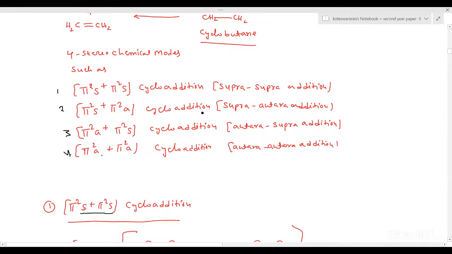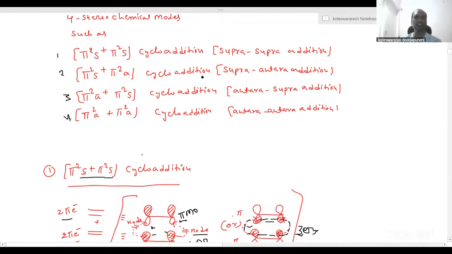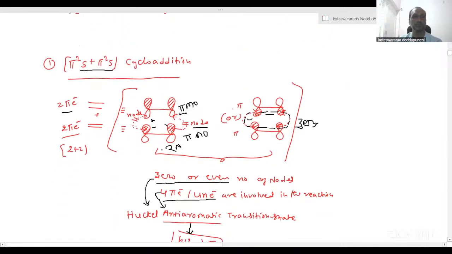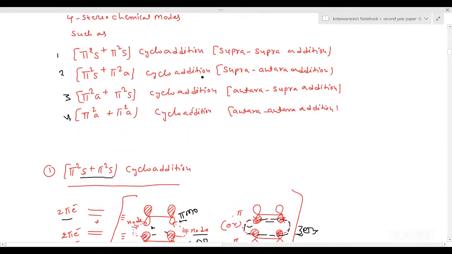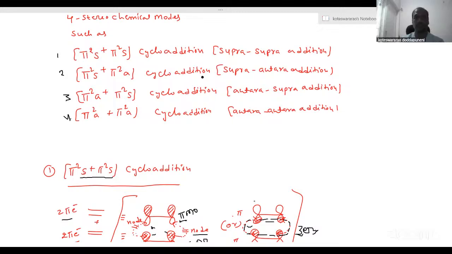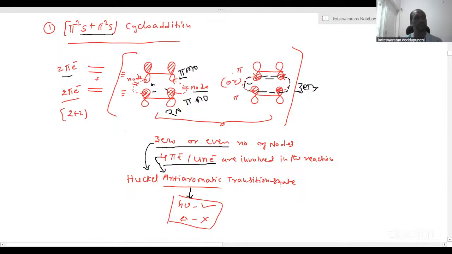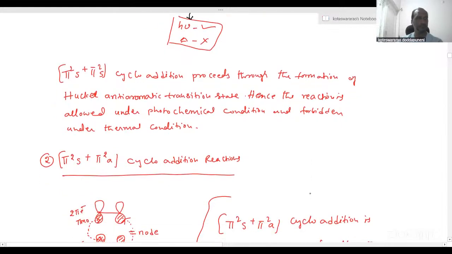Okay, stereochemical modes. For any cycloaddition which is involving 2 pi systems, it follows 4 stereochemical modes. In the first stereochemical mode, this is the transition state. Supra-supra, supra-antra, antra-supra, antra-antra. Yes, 4 possible combinations. Okay, now you can copy this. Okay, great. You write the conclusion.